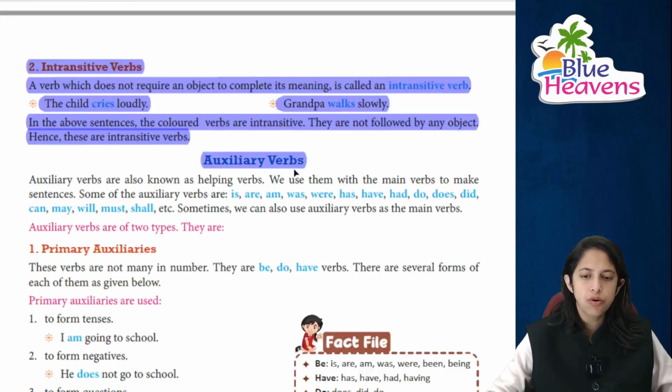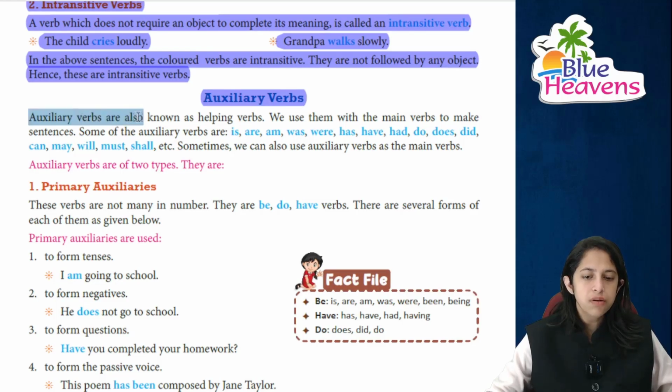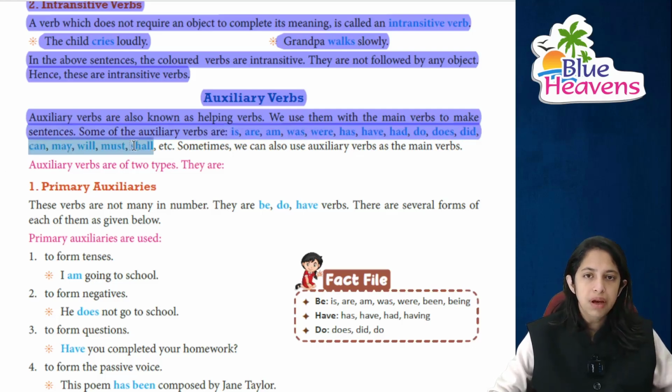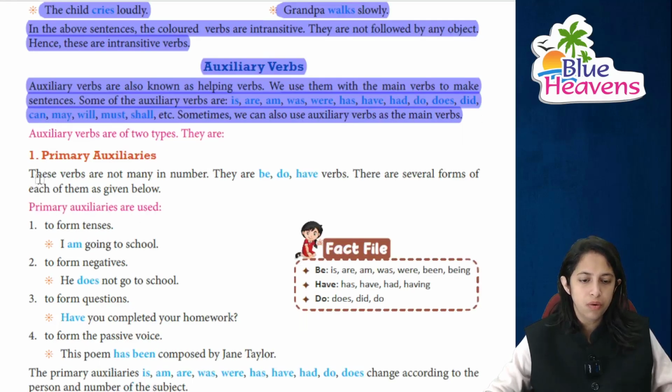Moving on to the next is auxiliary verbs. Auxiliary verbs are known as helping verbs बोलते हैं इन्हें. हम इनका use करते हैं with the main verbs so that we can make these sentences. Some of the auxiliary verbs are is, are, am, was, were, have, has, do, does, did, right? Can, may, will, shall, must, ये सब auxiliaries and sometimes we can use these auxiliary verbs as the main verbs.